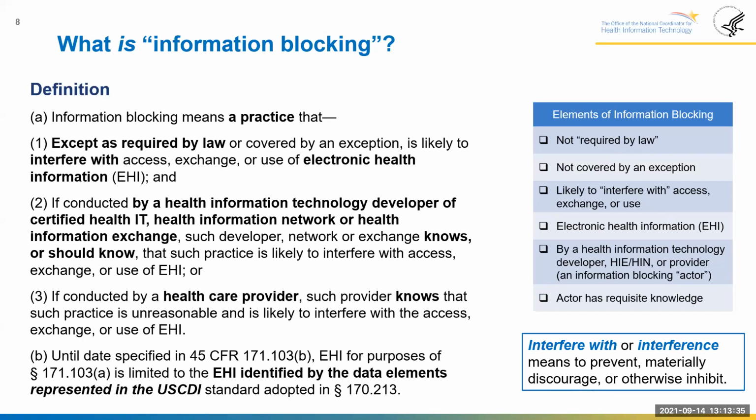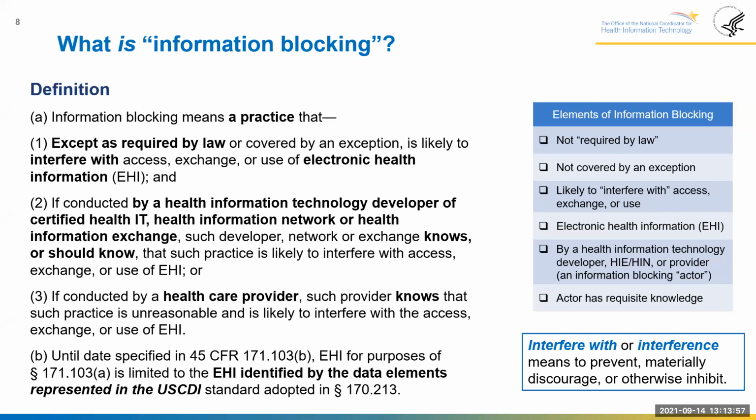A couple of other things to note are located in A2 and A3. In A2, it says that a health information technology developer of certified health IT, health information network, or exchange can be an information blocker if they knew or should have known that what they were doing would interfere with the access, exchange, or use of electronic health information.